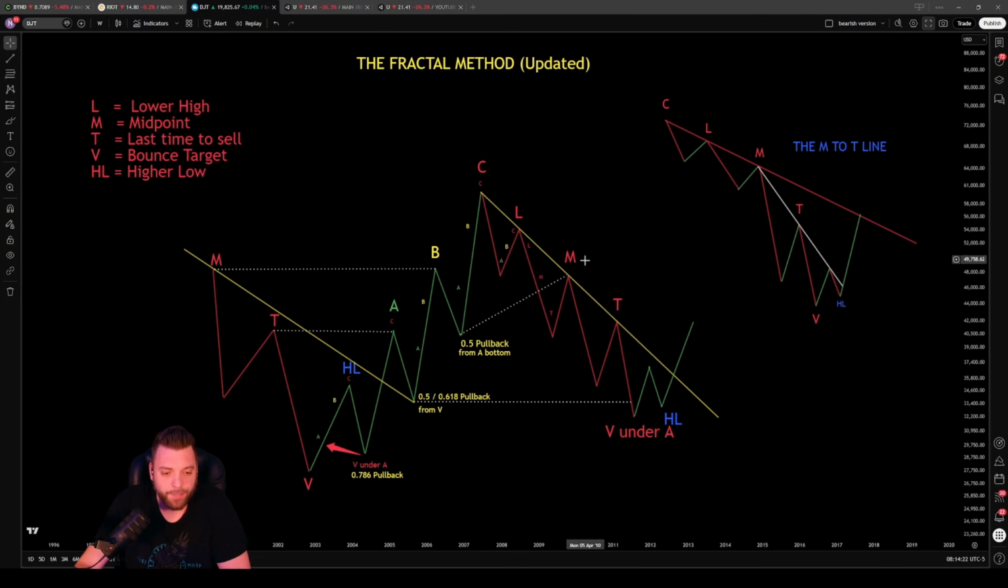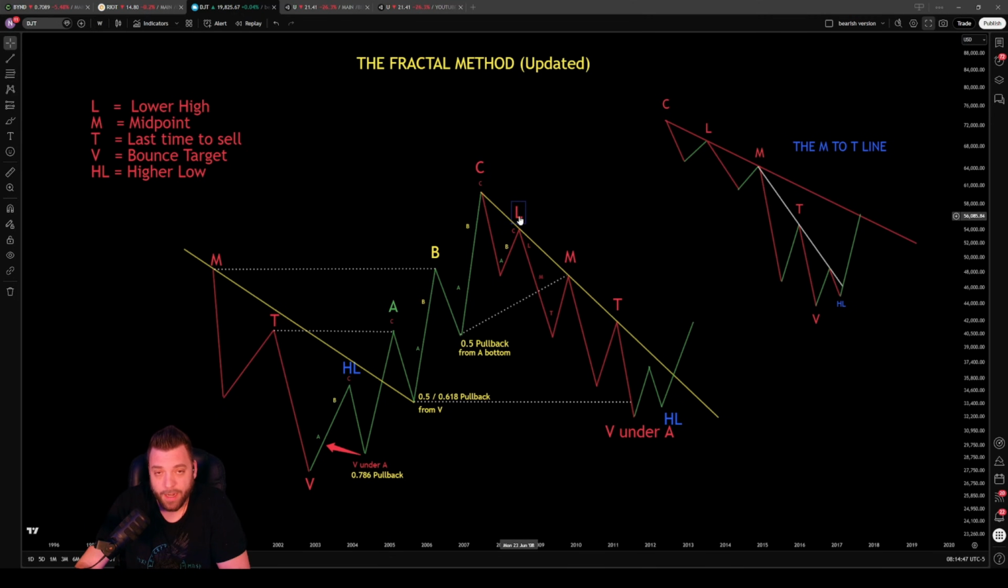What does that mean? We start the explanation with our V. Our V is our lowest point, or our bounce target. After the V, we are doing a higher low. After the higher low comes our A, then A pullback, then B, pullback, then C. C is our absolute top of the move.